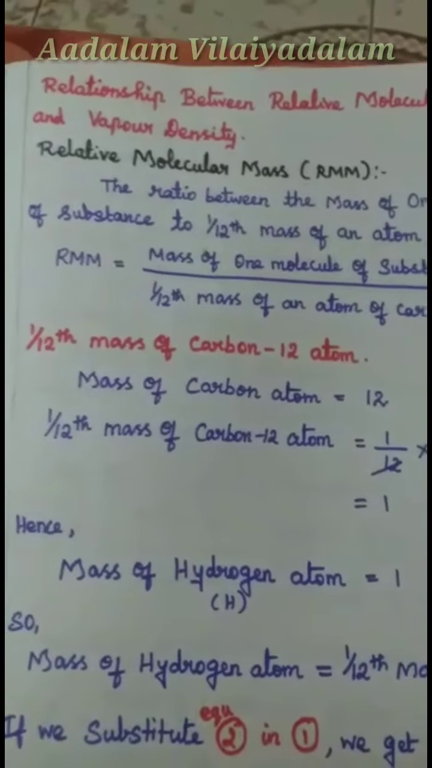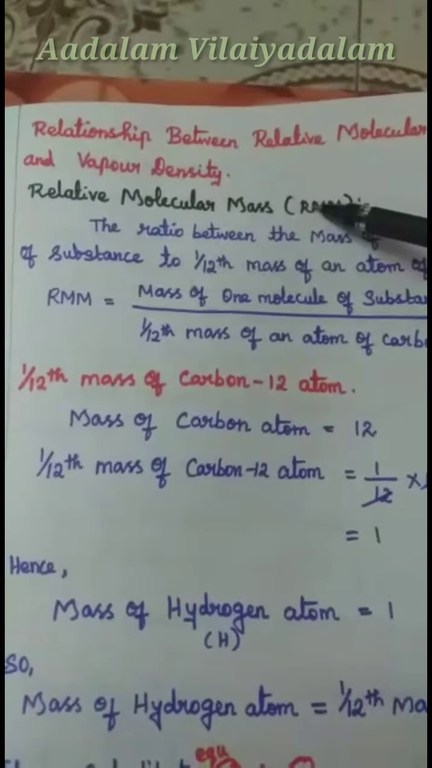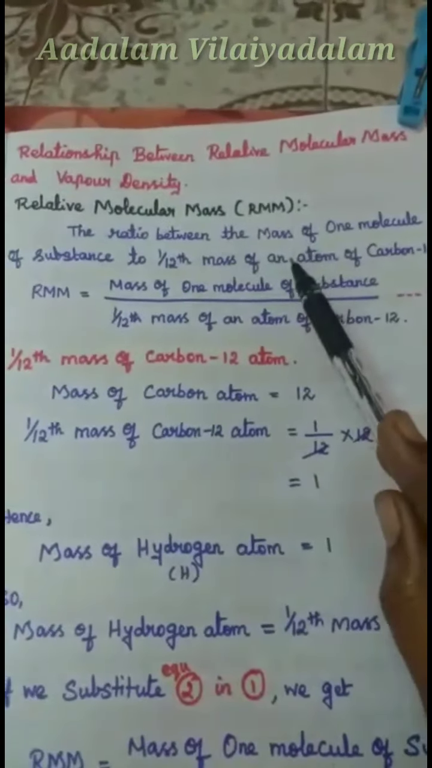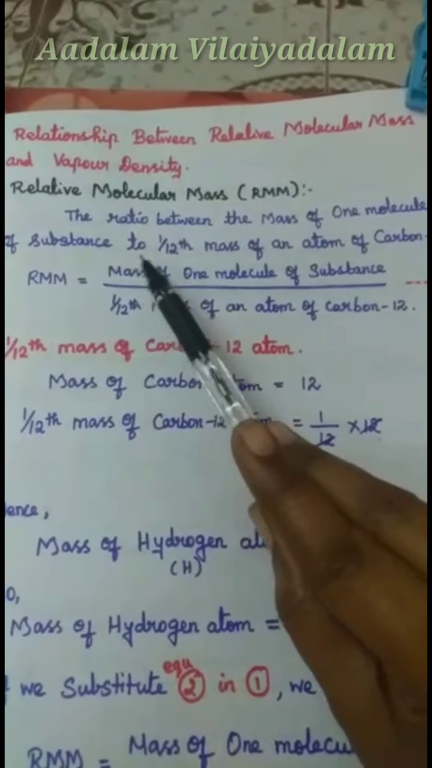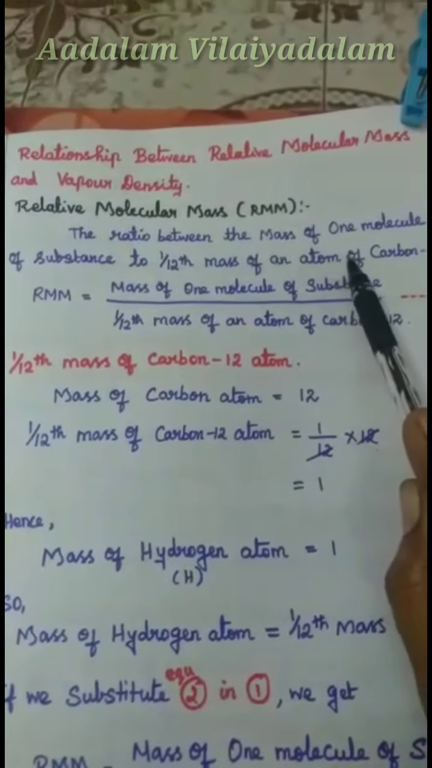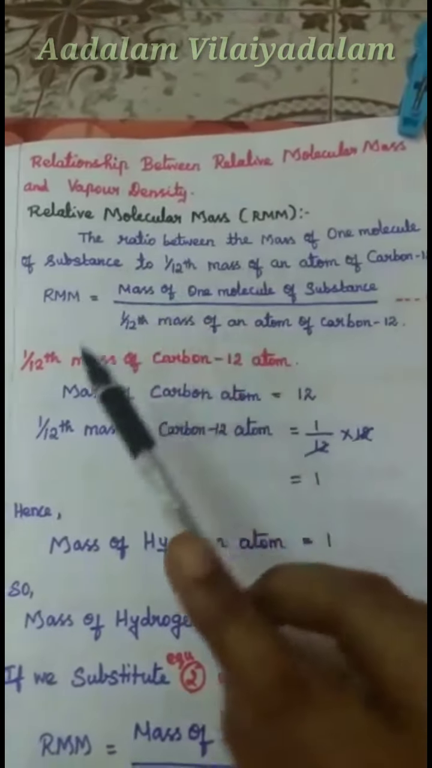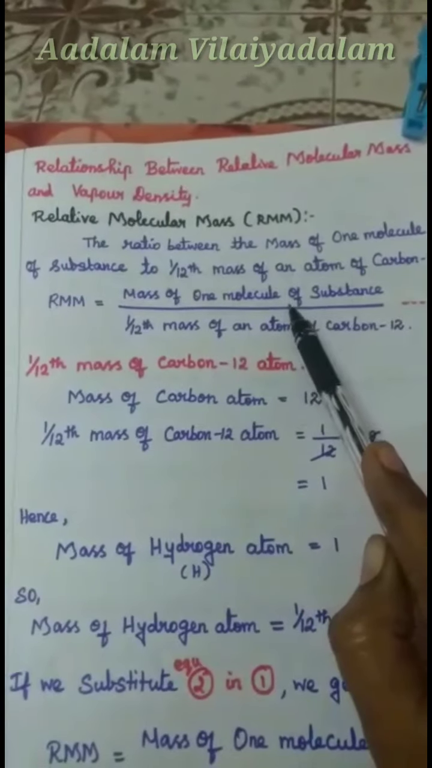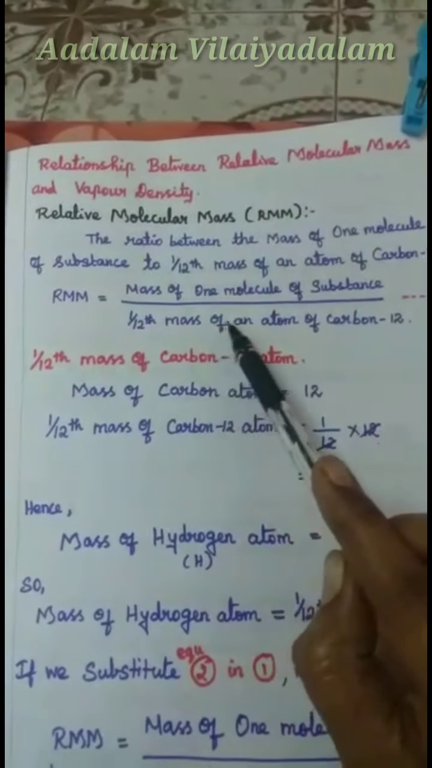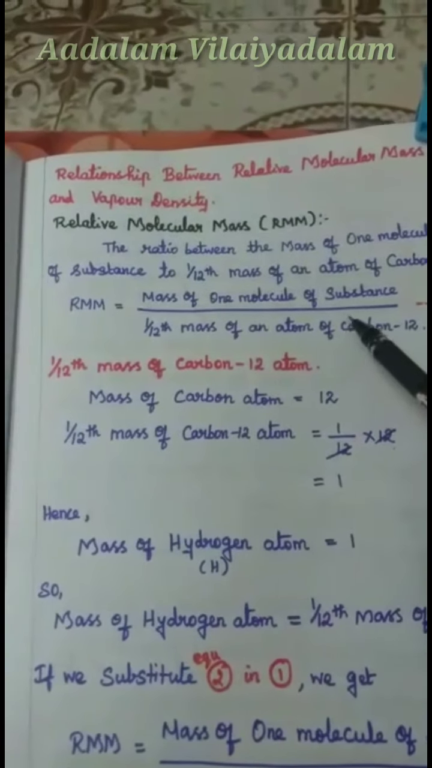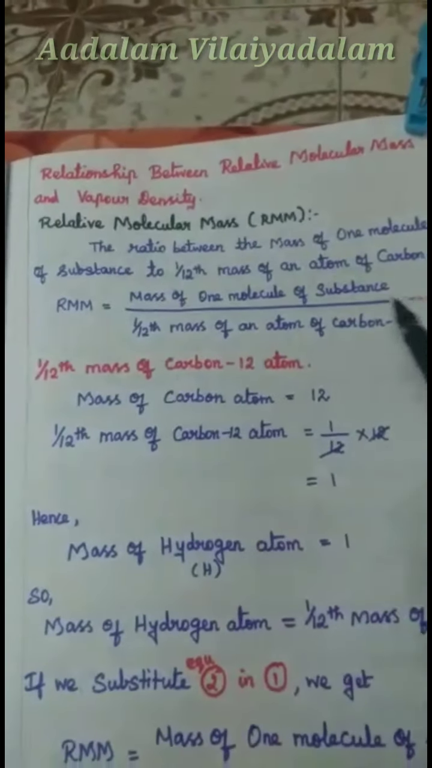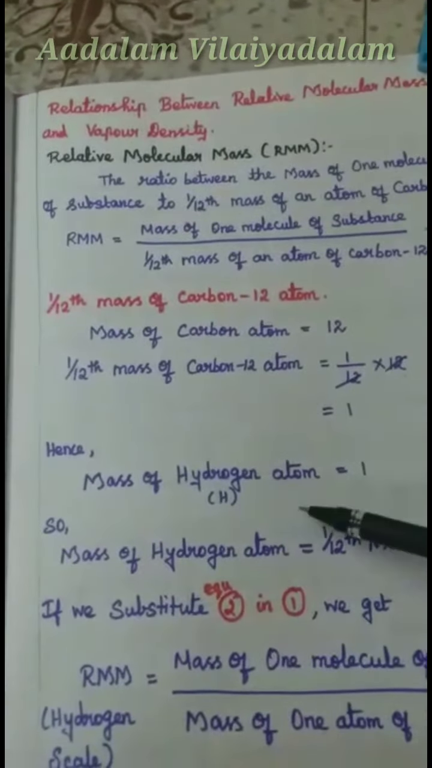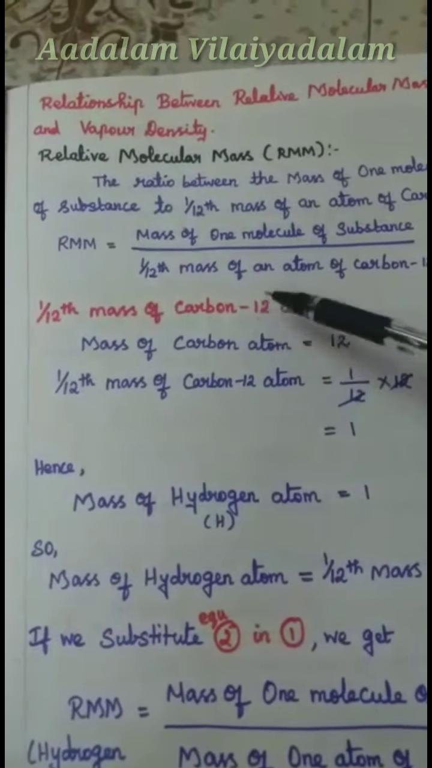First, we learn about the relative molecular mass. We already know the definition for relative molecular mass is the ratio between the mass of one molecule of a substance to 1 by 12th mass of an atom of carbon 12. Here, instead of this 1 by 12th mass of carbon 12 atom, we substitute the value of the hydrogen atom. Let us learn about this in detail.